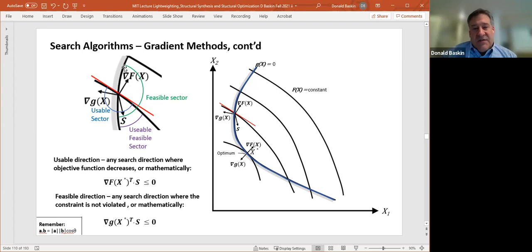Next is the feasible region. So the feasible region is any place where you don't break or violate the constraint G. And a similar approach is used here.